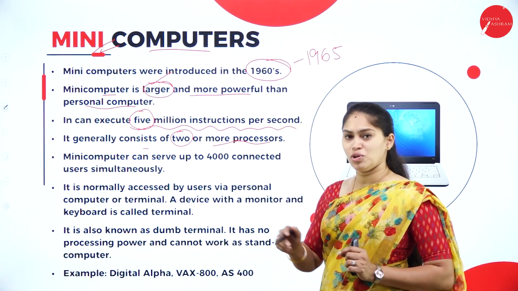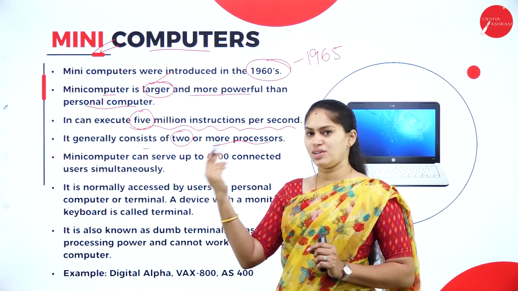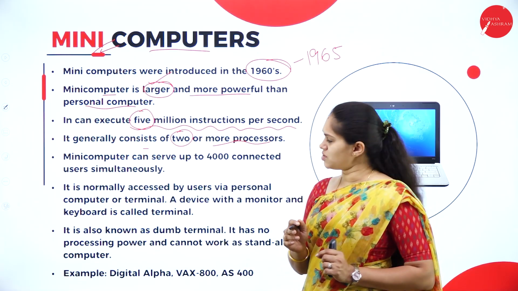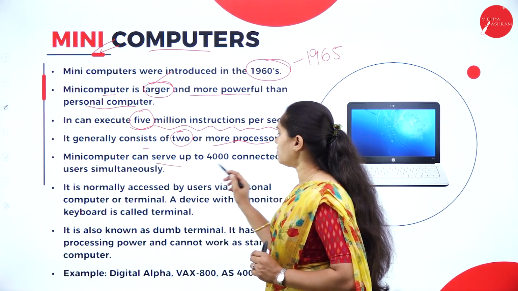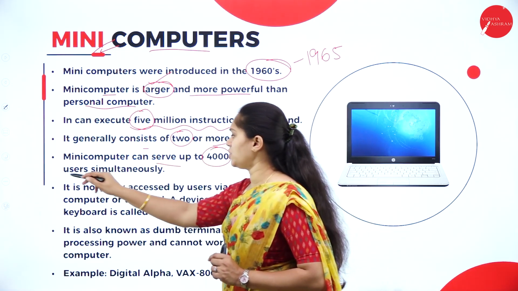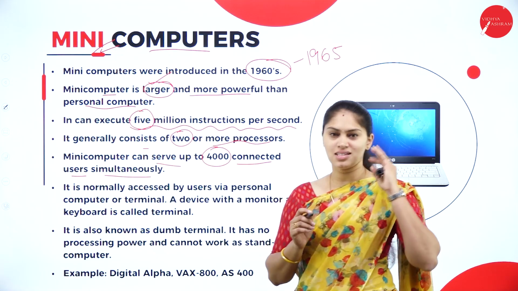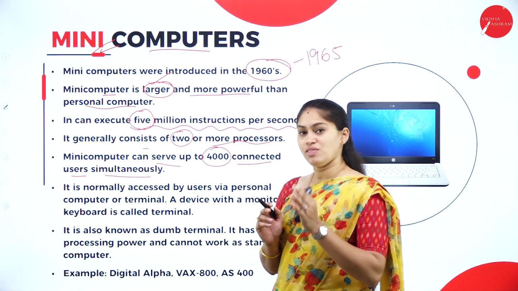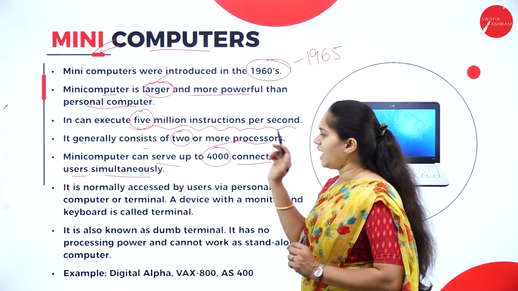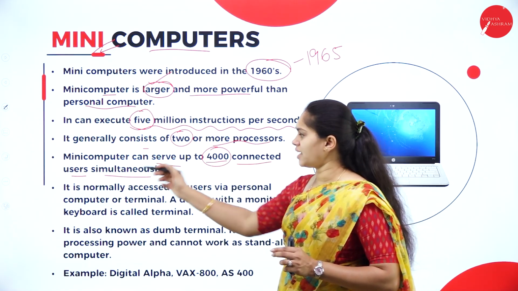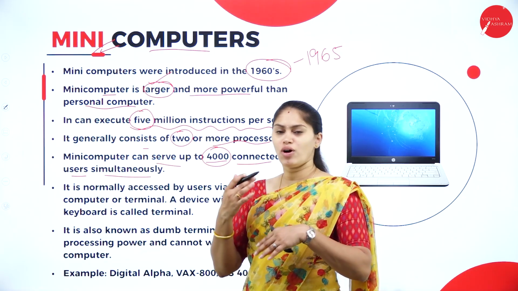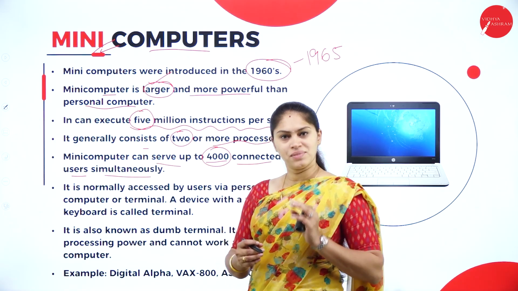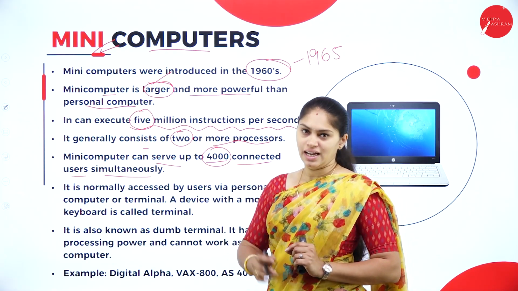But in the microcomputer we have 1 or more processors, that is for personal use. In this mini computer it can have 2 or more processors, and it can serve up to 4,000 connected users simultaneously. Just imagine, a microcomputer is used for personal use, but a mini computer can serve up to 4,000 connected users simultaneously. All the 4,000 users can work with this mini computer simultaneously without any interruption.